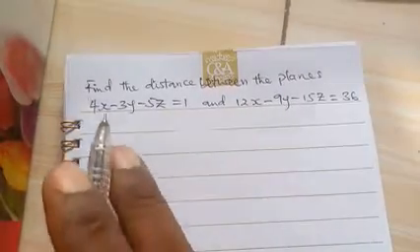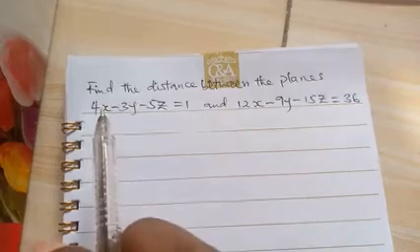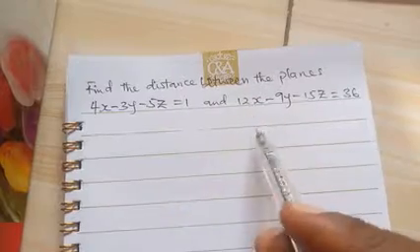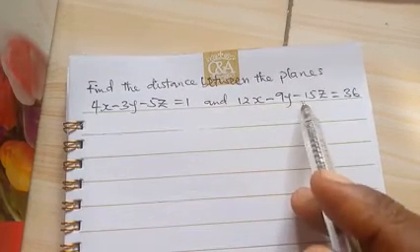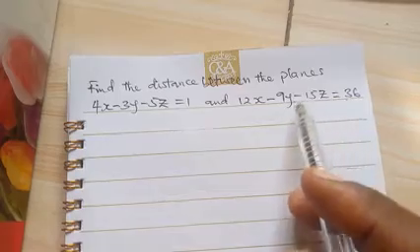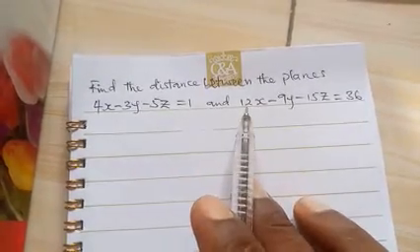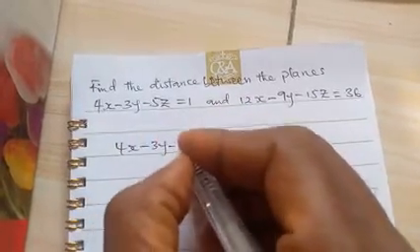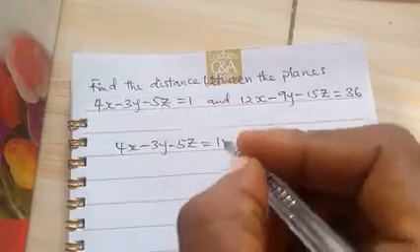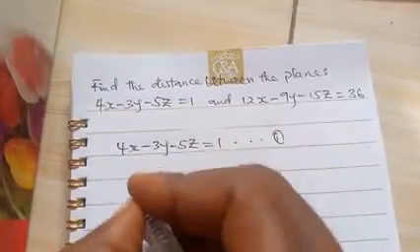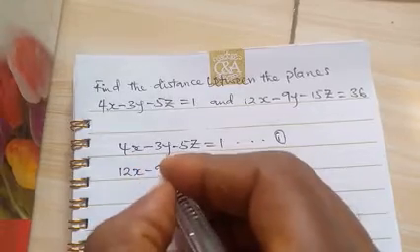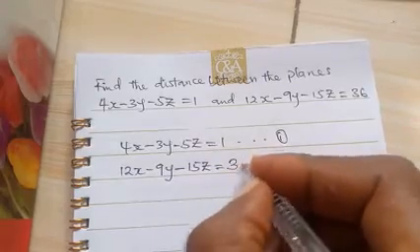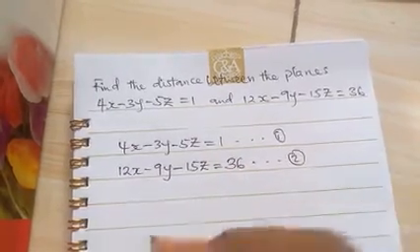So we move to another question that says, find the distance between the planes 4x minus 3y minus 5z is equal to 1 and 12x minus 9y minus 15z is equal to 36. Since we have this, we can resolve it by placing 4x minus 3y minus 5z equal to 1. We call this equation 1. And 12x minus 9y minus 15z equals 36. We call it equation 2.